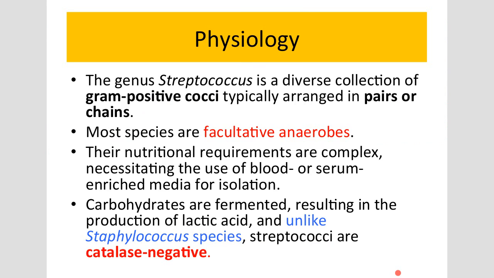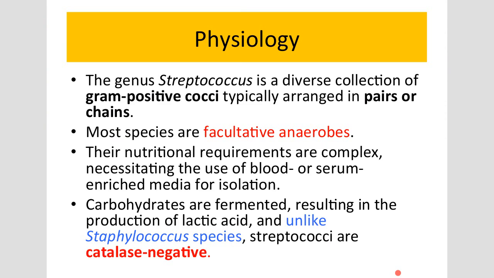As a genus, Streptococcus, which has many different types, is gram-positive. It comes in pairs or chains. It's a facultative anaerobe, and the nutrition requirements are complex, so it needs to grow on blood or serum or enriched media. That's why it goes looking for the muscles and so on. Generally, these bacteria get their food from carbohydrates, and they produce lactic acid.